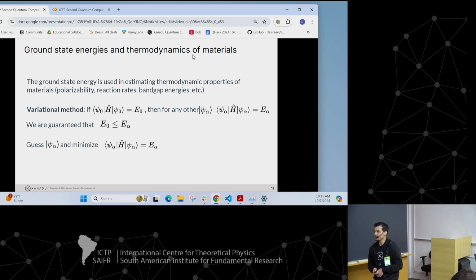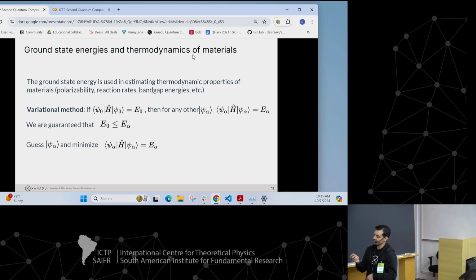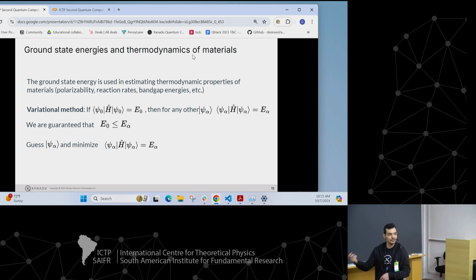So my question to you then, so this is the idea then, you guess any psi alpha. This is, of course, an educated guess. You insert a little bit of physics, a little bit of what you know about the system, and you want to minimize this quantity. So my question to you then is, what do you think the problem is with this method?